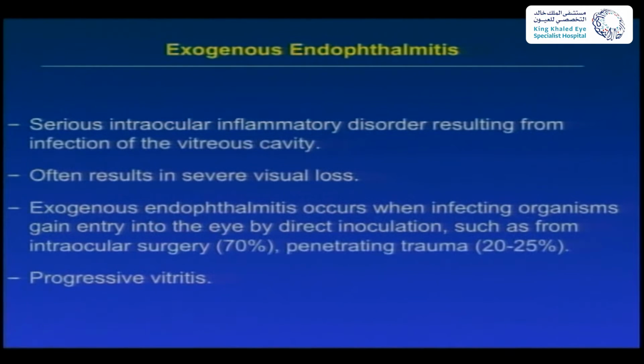So roughly, intraocular surgery accounts for about 7% of the cases of exogenous endophthalmitis. And as we shall discuss next week, penetrating trauma accounts for another 20 to 25% of the cases. And we have to know that these are totally different diseases. Endophthalmitis after open globe injury is totally different regarding the microbiology, regarding treatment, and regarding the visual outcome compared to after intraocular surgery.